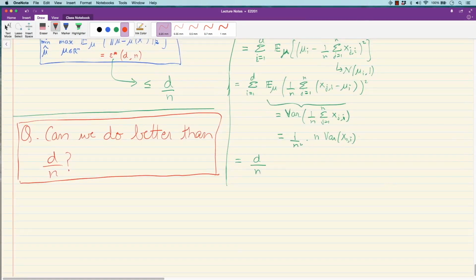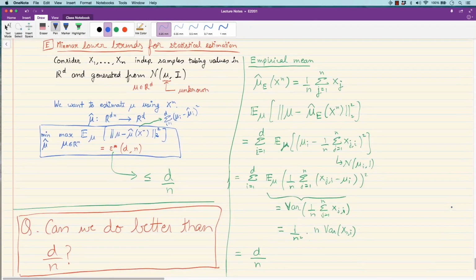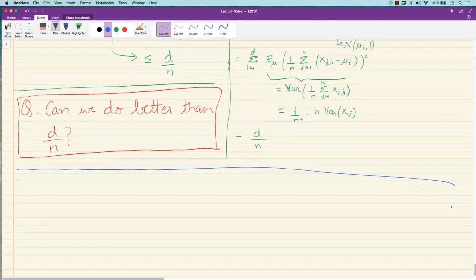Very good. So now we'll try to derive that lower bound. Can we do better? So this is clear, I hope. Right. So to derive this lower bound, we start by using Markov inequality, it turns out.